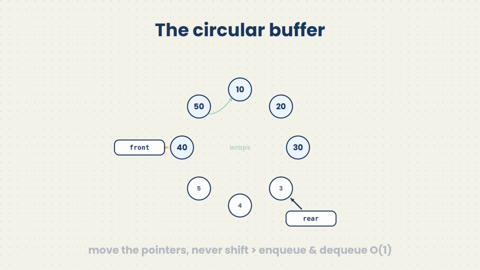But there is also a clever array-based fix. That fix is the circular buffer, or ring. Instead of shifting anything, you keep two pointers, one for the front and one for the rear, and you simply move them forward as you enqueue and dequeue. When a pointer reaches the end of the array, it wraps back around to the beginning, reusing the freed slots. Nothing ever shifts, so both enqueue and dequeue stay O of 1. This is how high-performance queues are built.